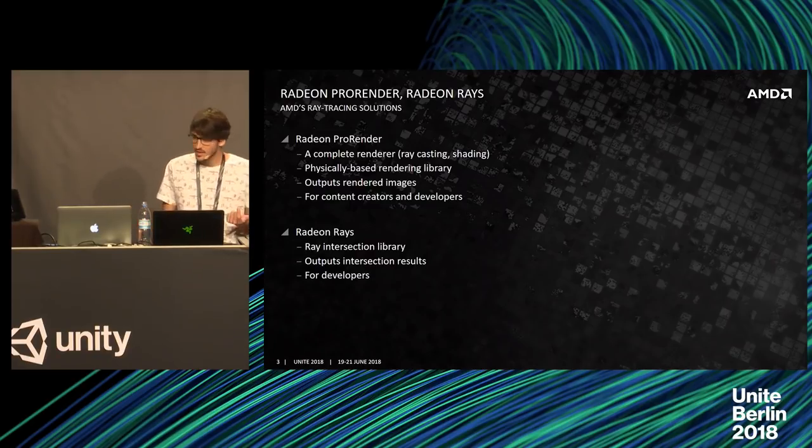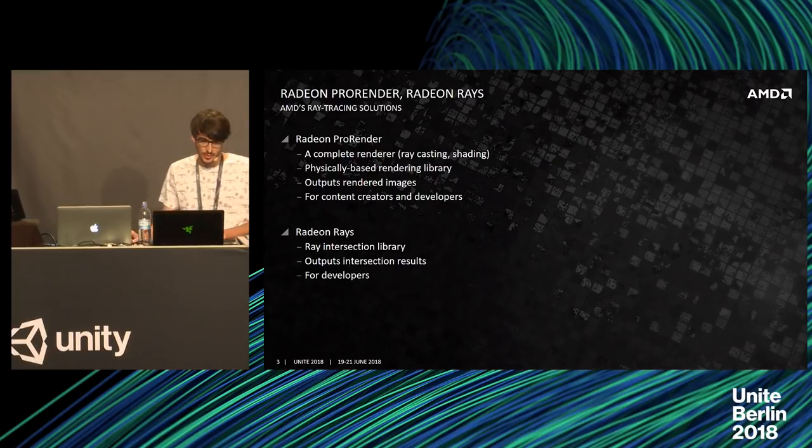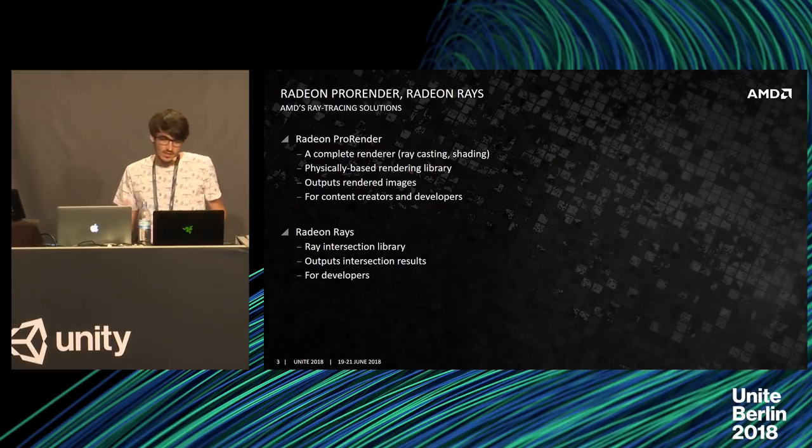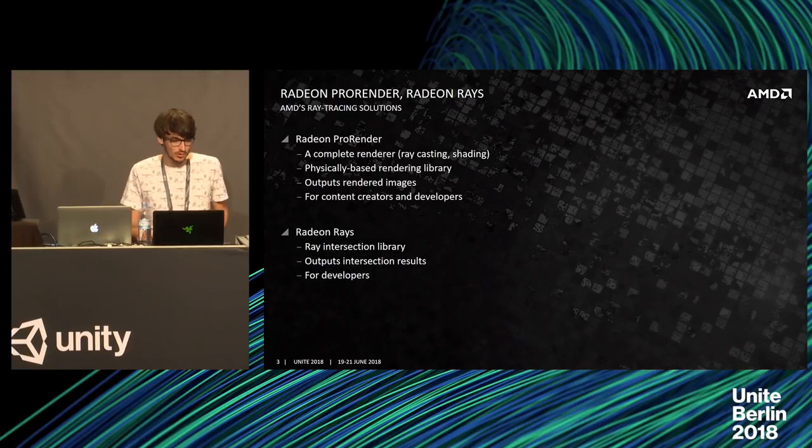On the one hand, we've got Radeon ProRender. ProRender is like your typical GPU-based complete renderer. It handles everything, essentially. It handles the raycasting part of the problem, as well as the shading. So it knows about your materials, about your textures. It's a physically based rendering library that outputs the fully final rendered image. As such, ProRender is more intended for content creators, but if you're a developer and you're interested, the SDK can be made available on request, which I'll mention a bit later.